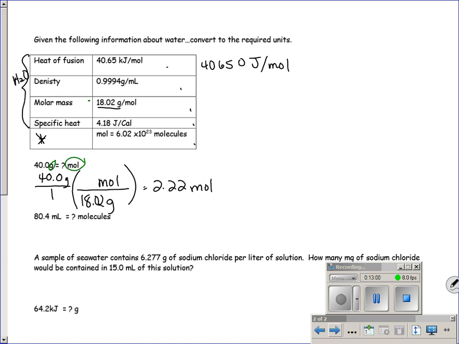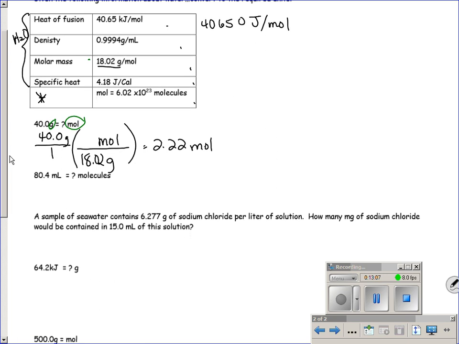Okay, and if we look at the next problem, we can see that we are starting with the unit milliliters, and we are going to the unit molecules. So if we look at our conversion factors, we can see that we do have a unit that has milliliters in it right here, but we cannot get to molecules with that. We can only go from milliliters to grams. So we're going to have to use more than one conversion factor. So let's start by canceling the milliliters.